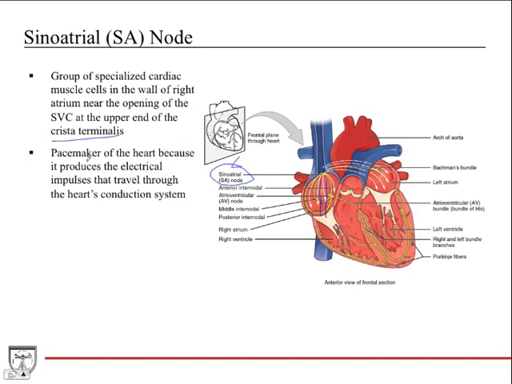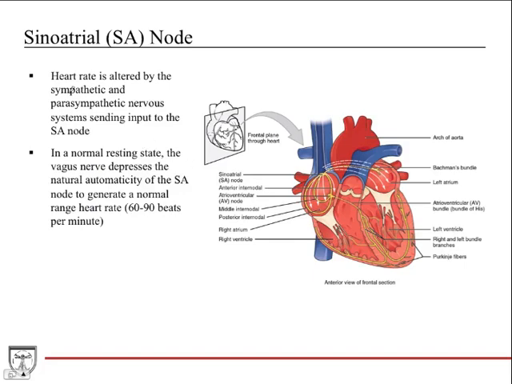The SA node is considered the pacemaker of the heart because it is the first area in the conduction system. It produces electrical impulses that travel throughout the entire conduction system of the heart. So they start here and then travel all through the atria, converge on the AV node, and then go down into the ventricles. The SA node generates these impulses at just a basal rate.